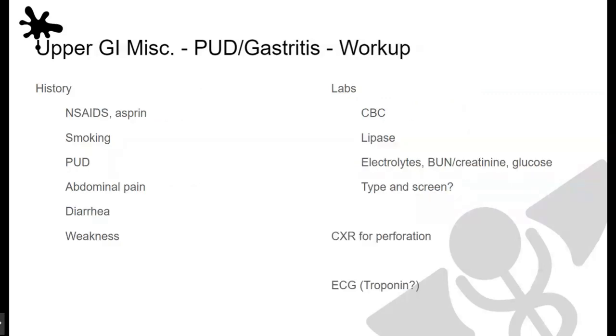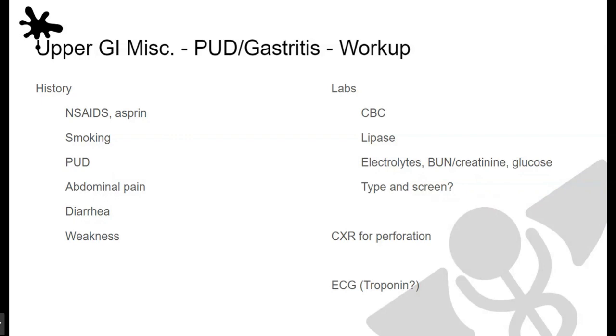So for workup, again, history, right? NSAIDs, aspirin, smoking. Do they have a history of peptic ulcer disease? What kind of abdominal pain are they having? I use OPQRST, but whatever you use to characterize that pain. Any diarrhea, any weakness?